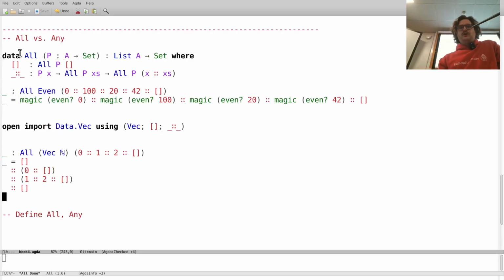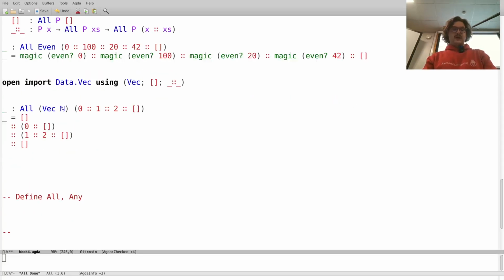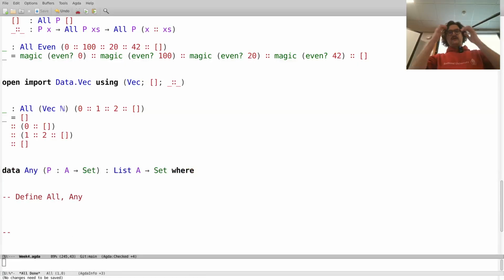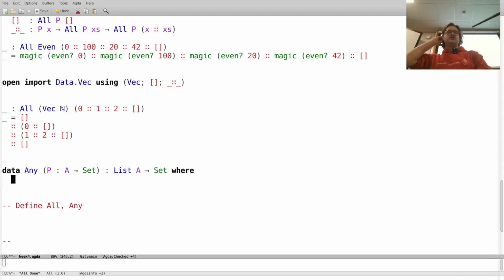All right. So that was for universal quantification. So this is saying all of the values in the list satisfy that predicate. But of course, you can also have existential quantification. So it's the same idea. You get a predicate and you get a list. And then you start to think, what does it mean for a value in the list to satisfy the predicate? So if the list is empty, there are no values in it. So there's no way for a value inside that list to satisfy the predicate. So we won't have a constructor for it.